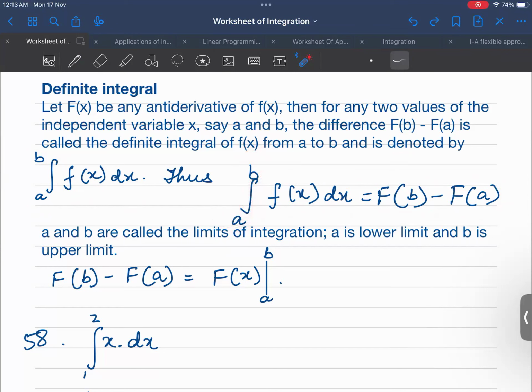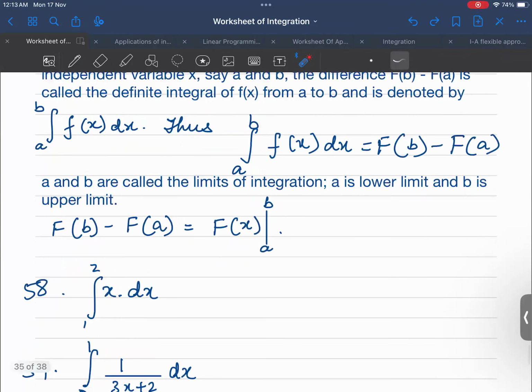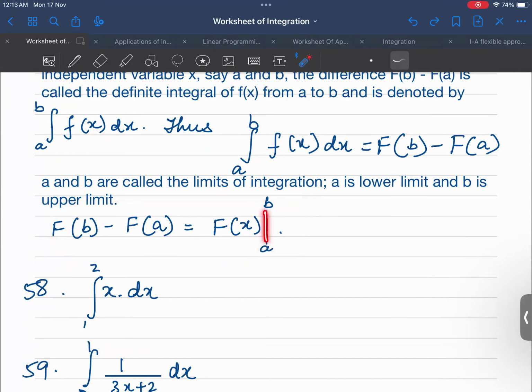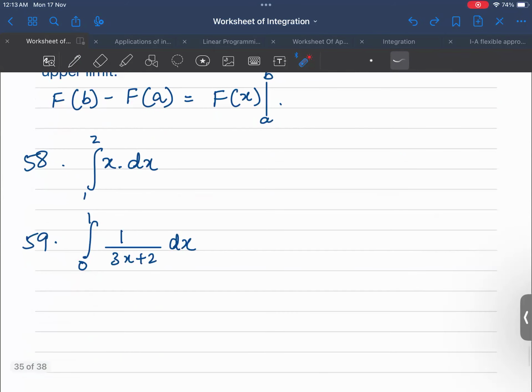First of all, we will write the function F(b) minus the function F(a), right? This is the way, or we can write it in another way. Sometimes we write it simply with a and b. Let's do some questions. You will get more clarity and I will explain it better.